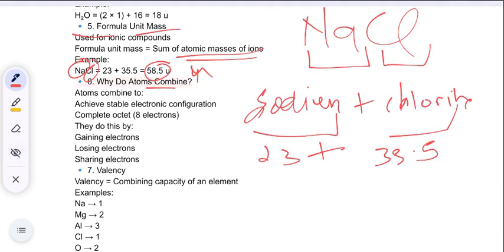Now, why do atoms combine? This too you know. First, to form molecules. If not, then let us understand a relatable answer. First of all, to achieve stable electronic configuration. Now, what is stable electronic configuration?